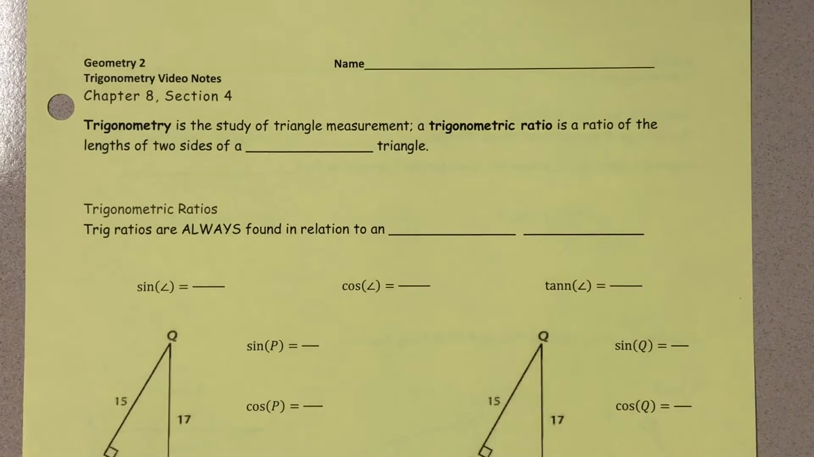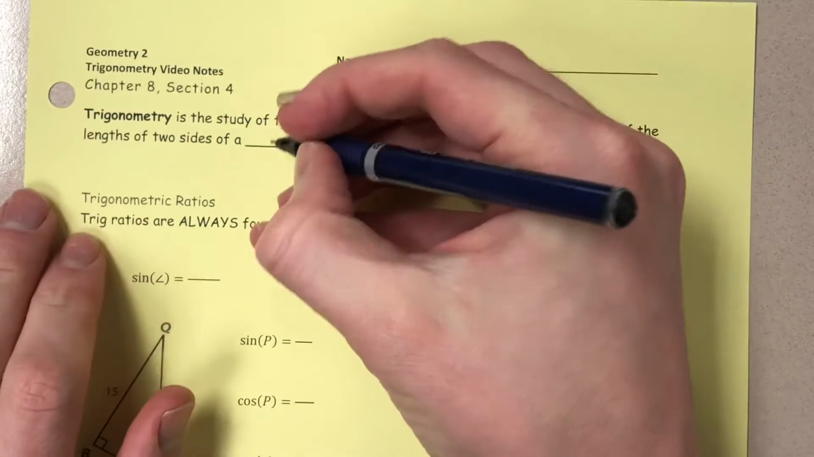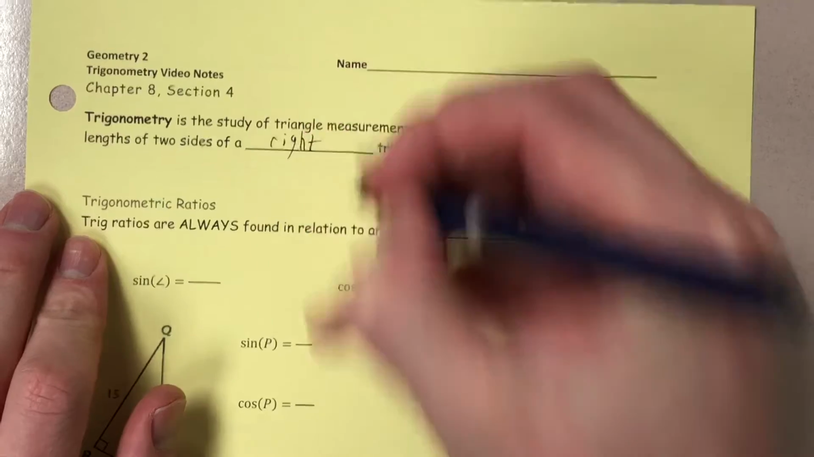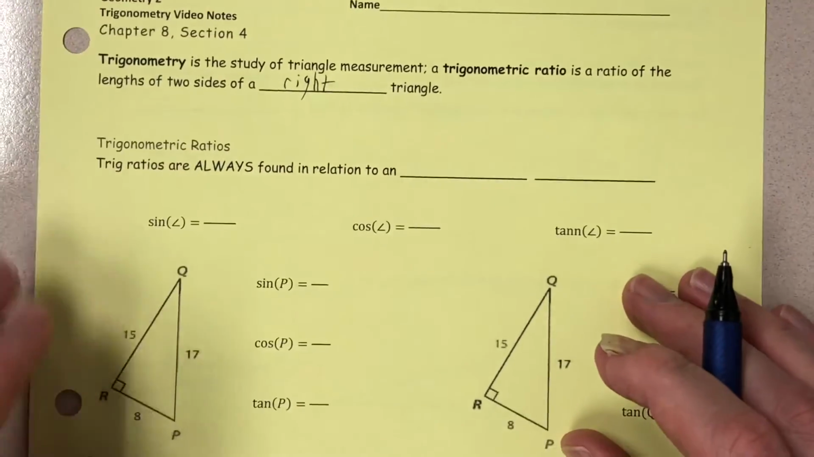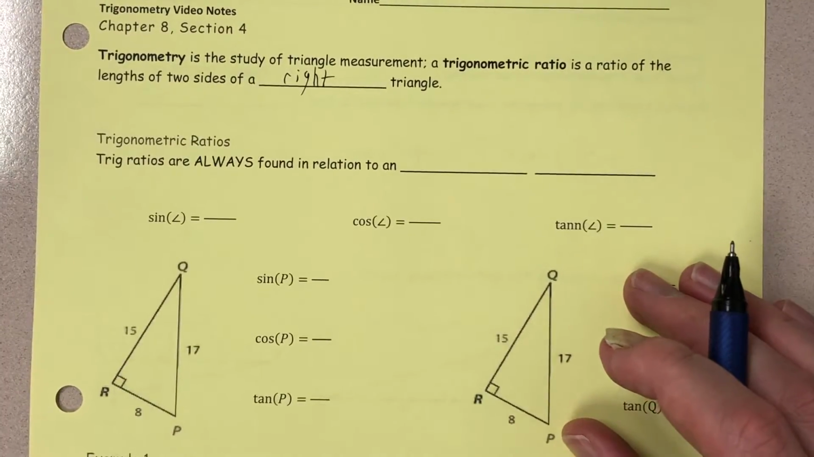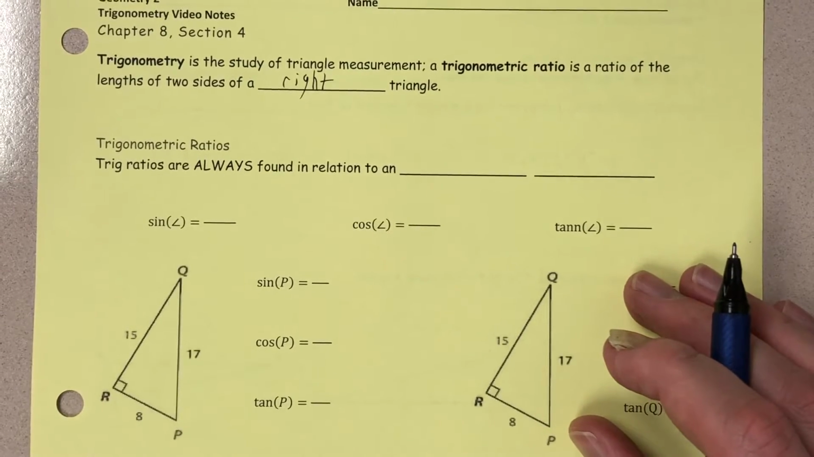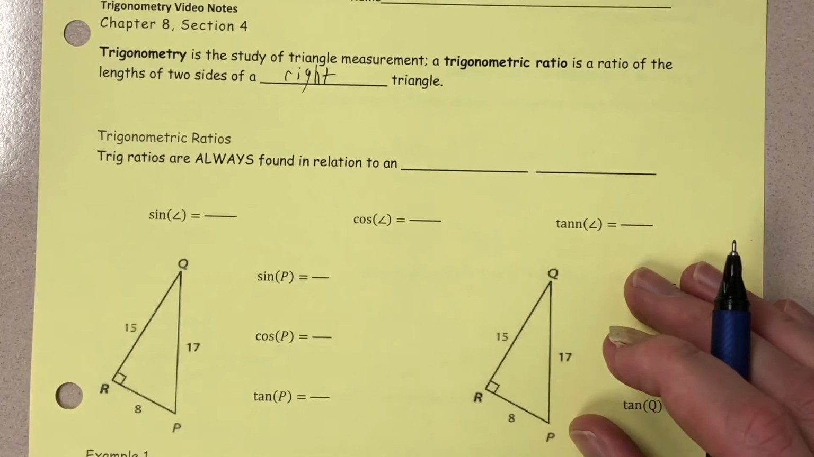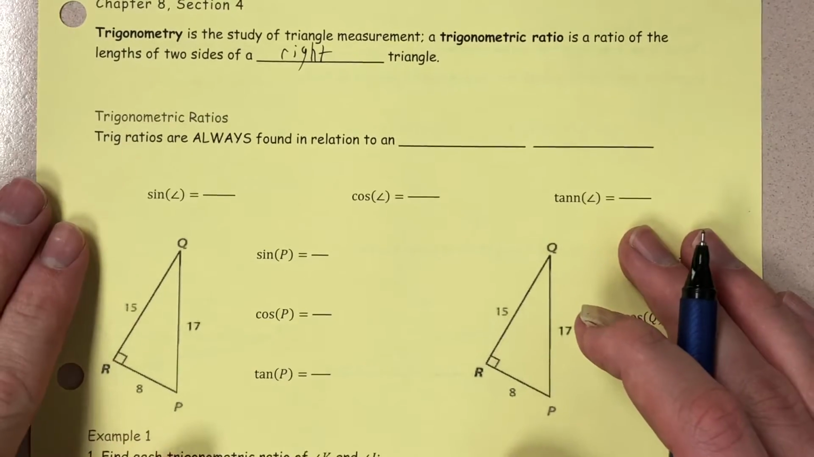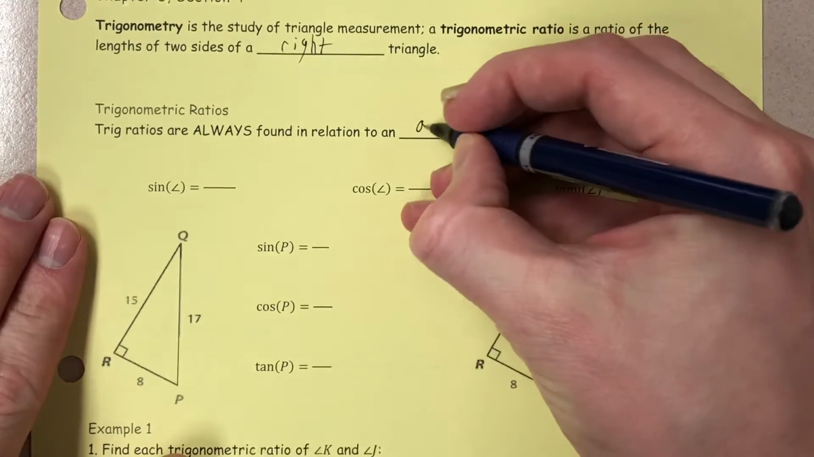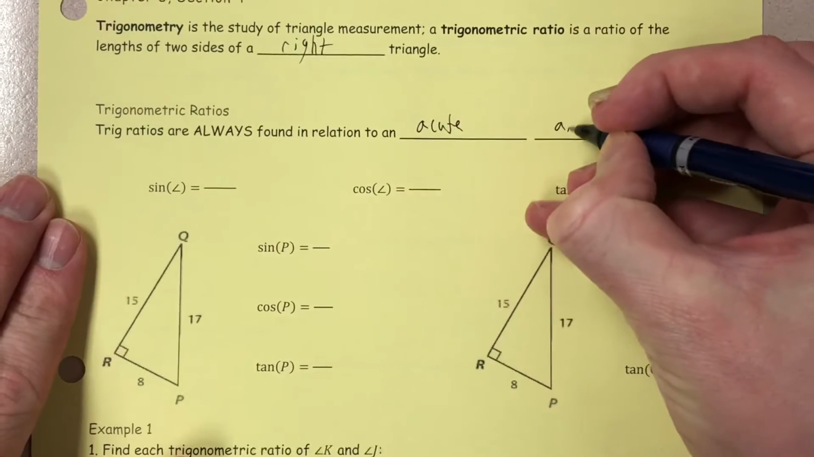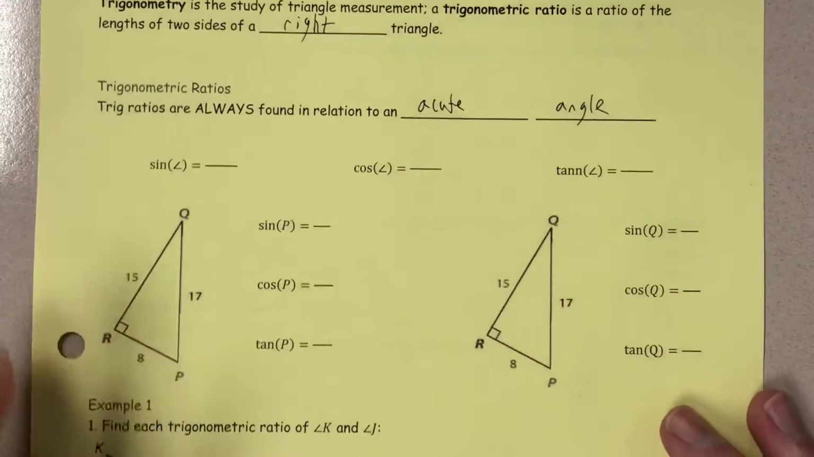So our video notes tonight are on trigonometry, which is the study of triangle measurement. A trigonometric ratio is a ratio of the lengths of two sides of a right triangle. We're going to abbreviate trigonometric ratios as trig from now on. So trig ratios are always found in relation to an acute angle.